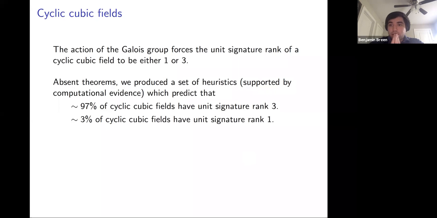So the idea is that if you arbitrarily pick a random cyclic cubic field, you should expect that it'll have unit signature rank 3. So that's the full unit signature rank: there are units of all possible signs.